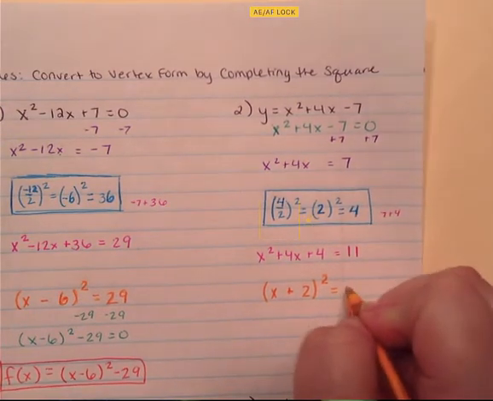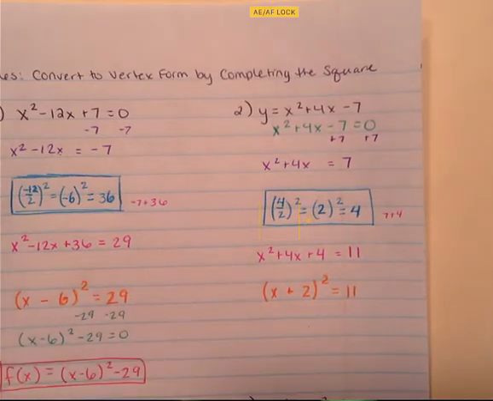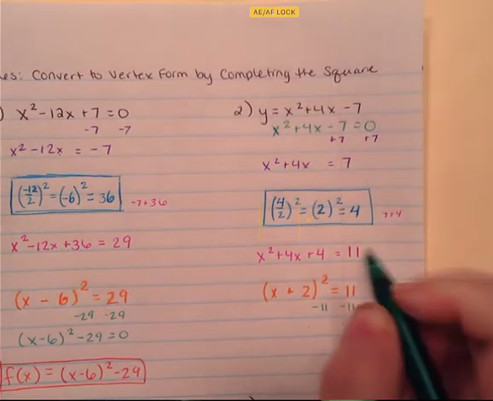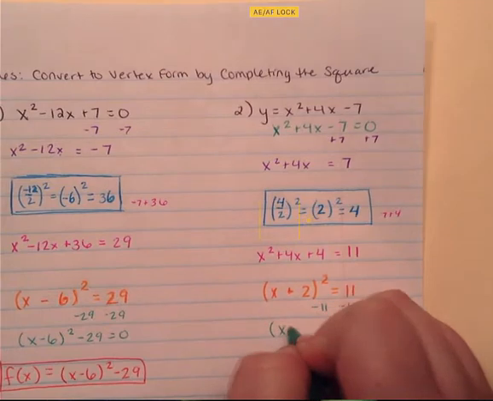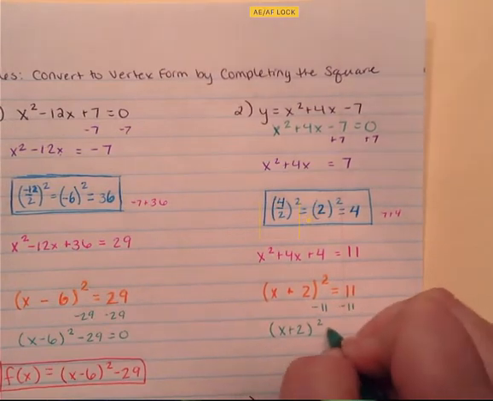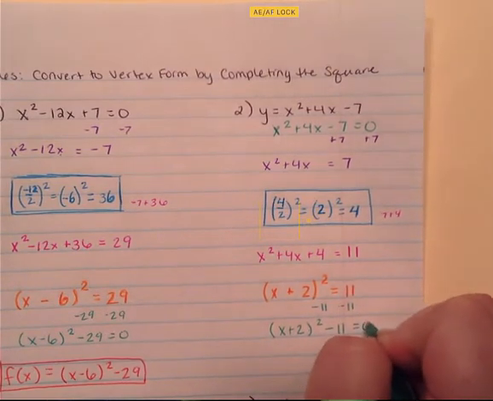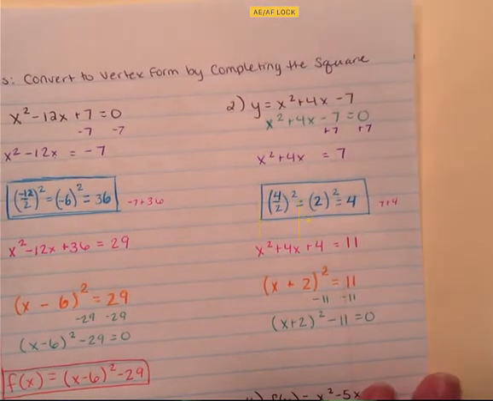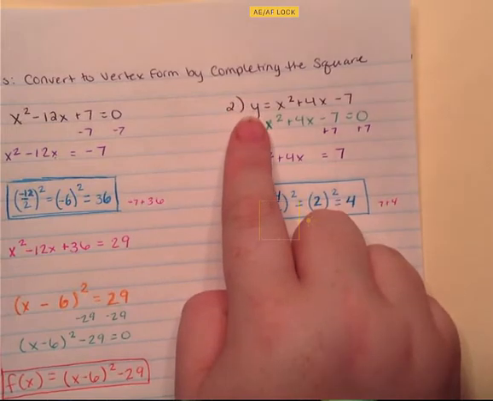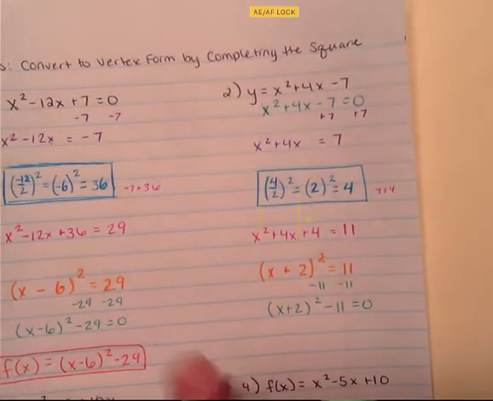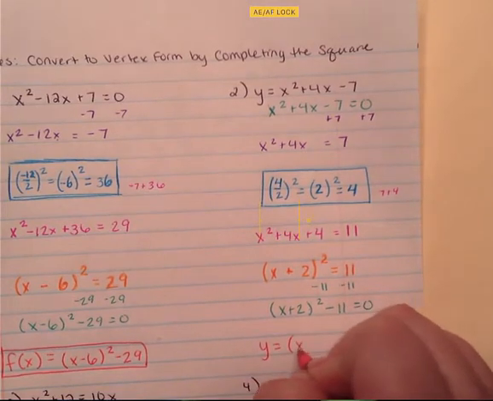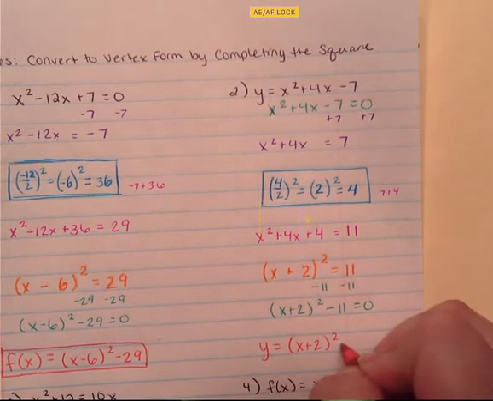Is equal to 11. Now we must move that 11 back to the other side by subtracting it from both sides. We'll have (x + 2)² - 11 is equal to 0. The last step in this is to convert it back into a function. And since our original problem started with a y equals, that's what we're going to end up with for our final answer. We'll have y equals (x + 2)² - 11.